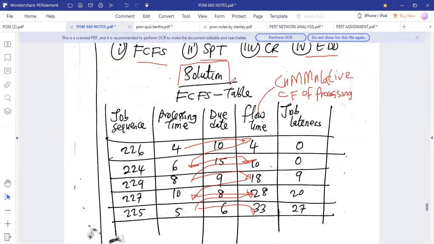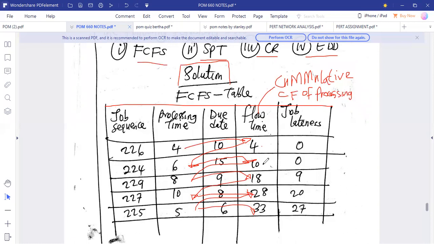All right, then. Getting down to the other one where we're looking at the job lateness, should you pass the due date, then you are late. So for the first job, we are not late because we have not passed the due date. Here, the flow time is 4, the due date is 10, and we have finished working on the first job 226 in 4 days' time. So meaning that here we are not late. Our lateness is 0 because we haven't yet passed the due date of 10.